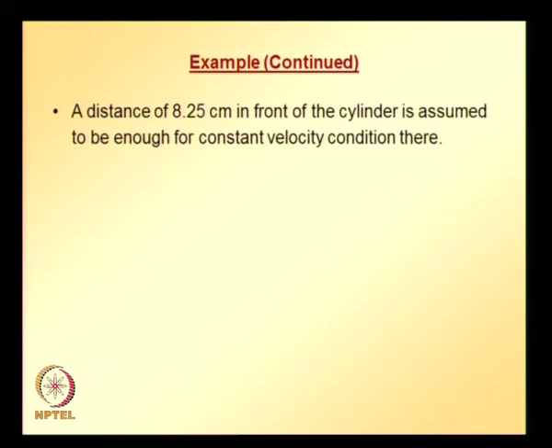A distance of 8.25 in front of the cylinder is assumed to be enough for the constant velocity condition, because we need to select the solution domain far enough from the obstruction, so that there is no effect of the obstruction on the flow characteristics.